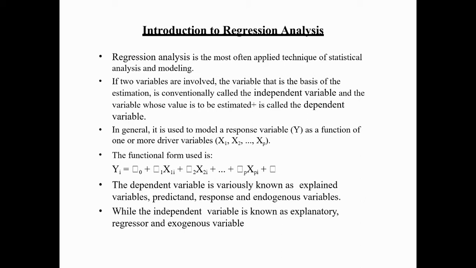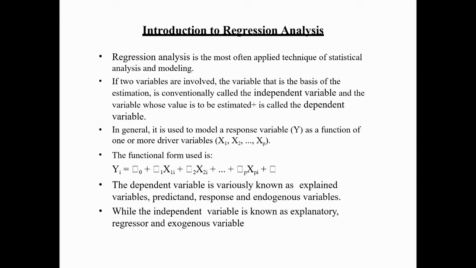So you can replace it with the best questions that will suit your study. If two variables are involved, the variable that is the basis of the estimation is conventionally called the independent variable, and the variable whose value is to be estimated is called the dependent variable. That means the independent variable stays the same, but the dependent variable is moving depending on the value of the independent variable.